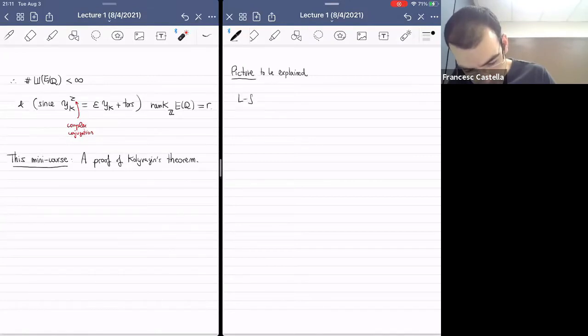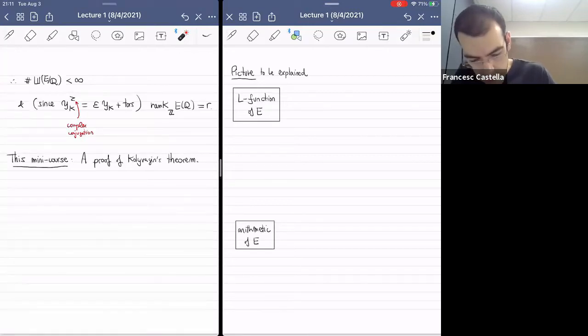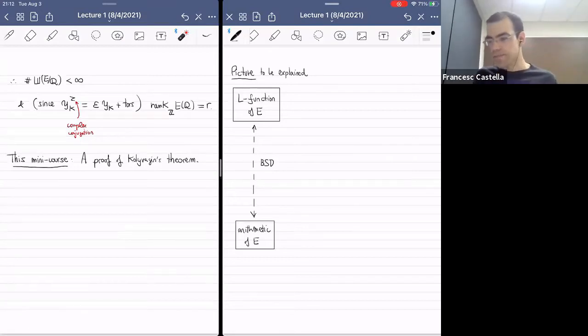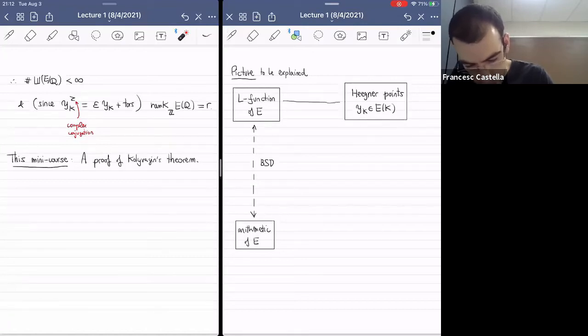I'm going to put it like a block picture. We have the L-function of E on the one hand, and on the other hand, the arithmetic of the elliptic curve. Of course, we would like to relate these two, as predicted by BSD. Now, the Gross-Zagier formula, as we've seen, relates in favorable cases the special values of the derivative of this L-function over some auxiliary K to the height of a Heegner point. So this part is the Gross-Zagier formula.